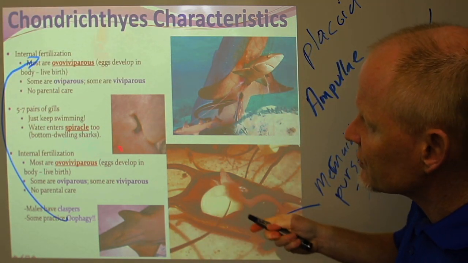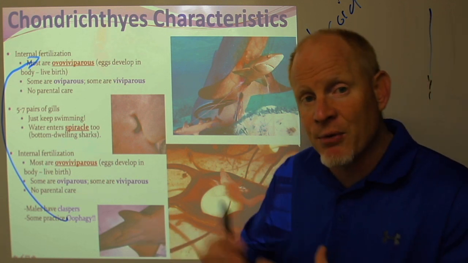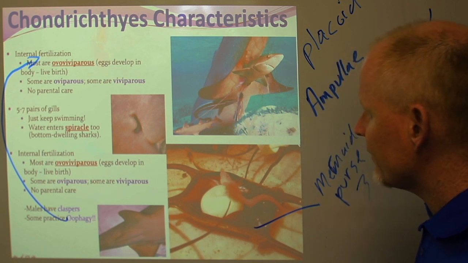So these three reproductive strategies are found throughout vertebrates. Not all of them, not every group, not every taxon practices all three, but sharks happen to practice all three.